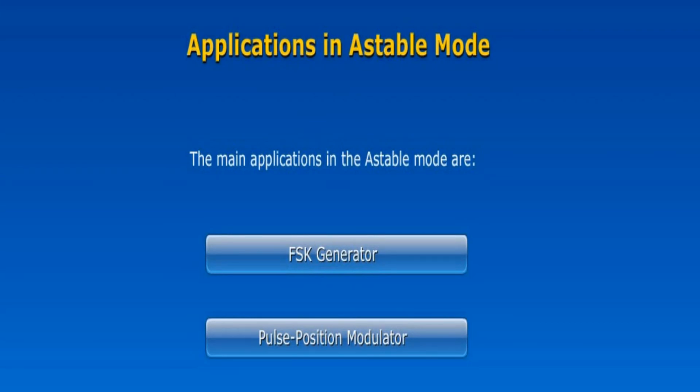Application of IC 555 timer in astable mode. In astable mode, IC 555 timer is used in many applications. The main applications are the frequency shift keying generator, that is the FSK generator. Next is the pulse position modulator.